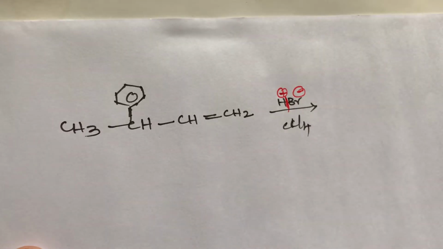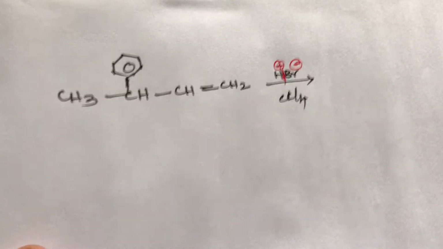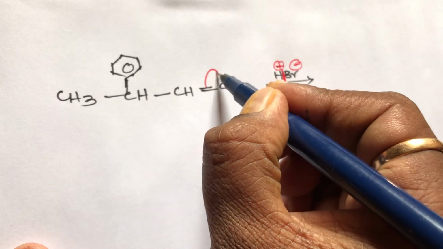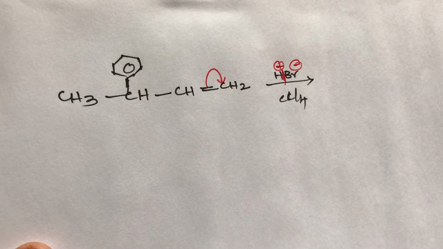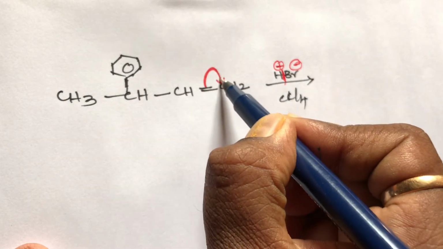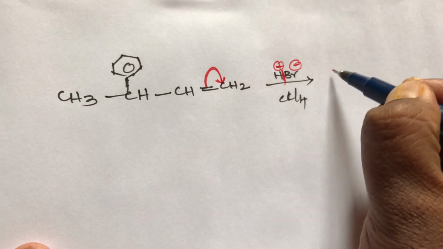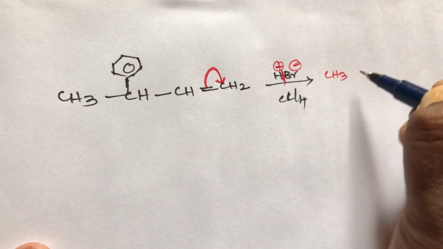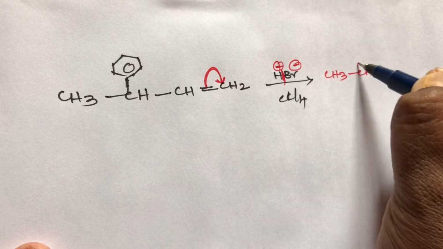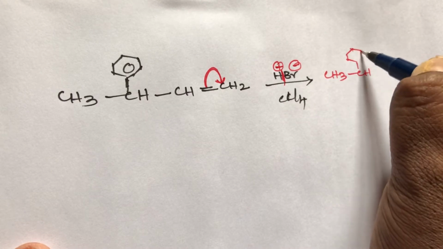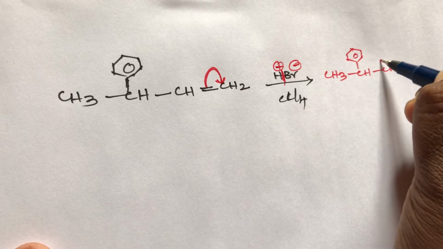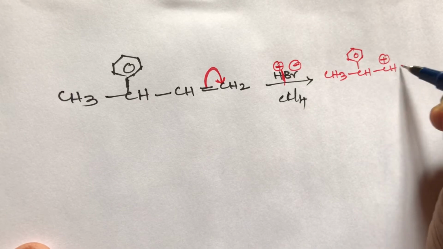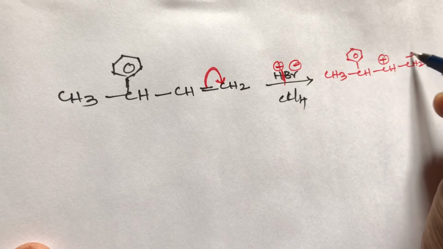It is also in a non-polar solvent. In the presence of a non-polar solvent, the bond generally shifts towards the right hand side. Why? Because on the left hand side a plus I group is there. This plus I group is always electron pushing, so that's why the bond shifts towards the right hand side only. We can write the structure CH3 CH, phenyl group, then this carbon gets a positive charge and this carbon gets a negative charge.